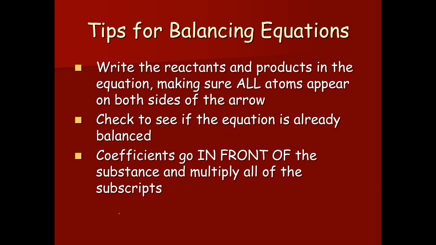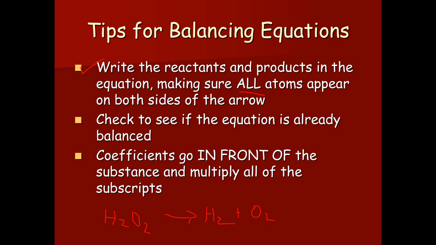So I'm going to do kind of a demo down here at the bottom. Let's do H2O2, which is hydrogen peroxide. It's the stuff you put on your skin when you get hurt. It goes to H2 and O2. Number one, let's check our tips. Write the reactants and products in the equation. Done. Reactant, product. And I want to make sure all the atoms appear on both sides. So I've got hydrogen, hydrogen, oxygen, oxygen. Fantastic. I've satisfied number one, so we'll check that one off.